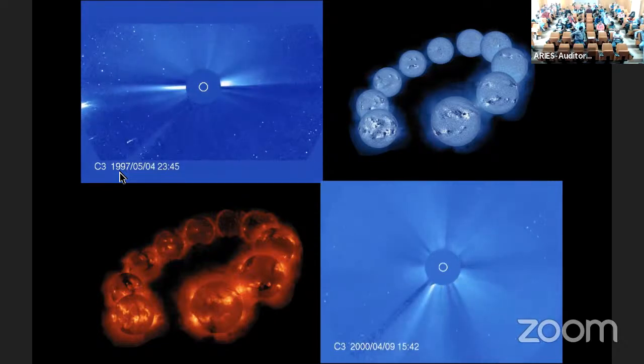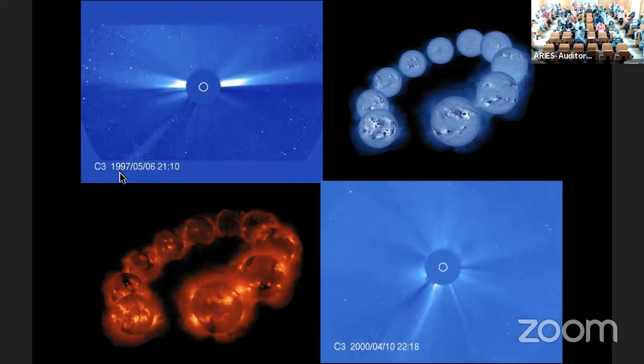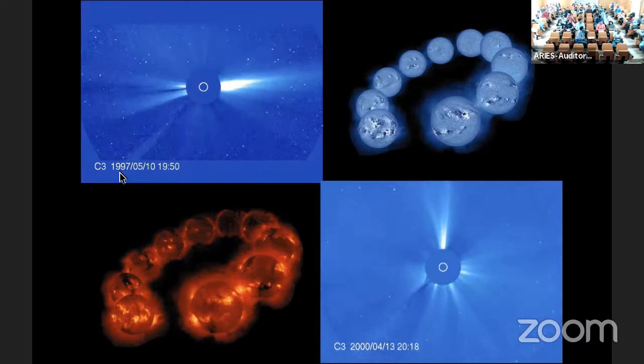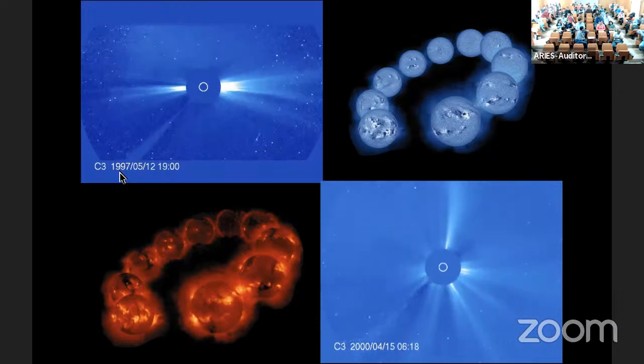When we talk about energy being transferred through the corona with waves and shock waves, do we have information about what class of waves it could be, or what kind of shock waves?